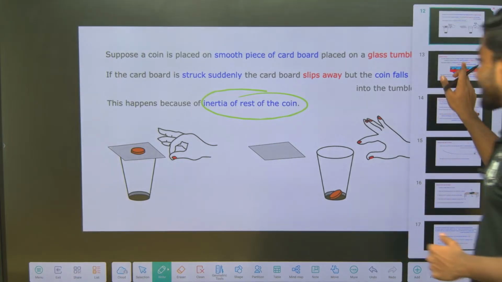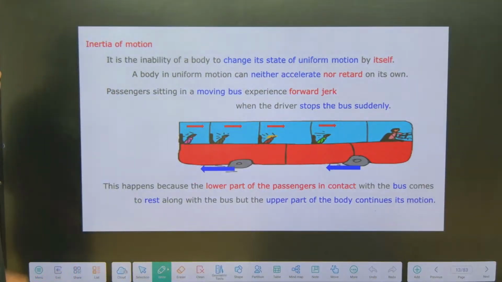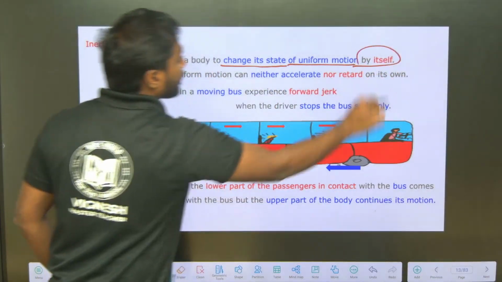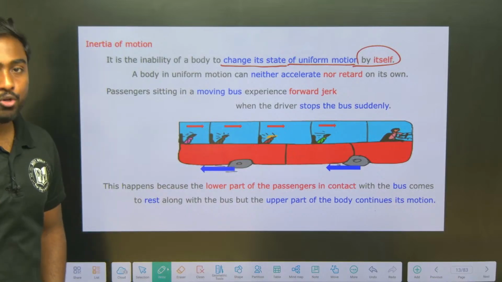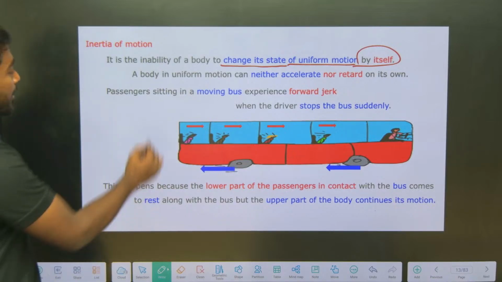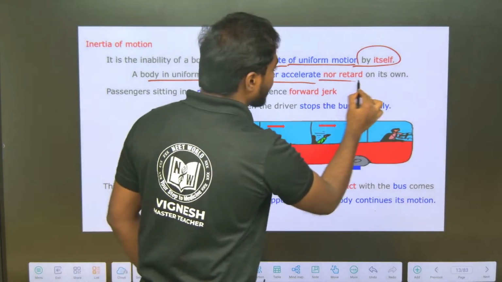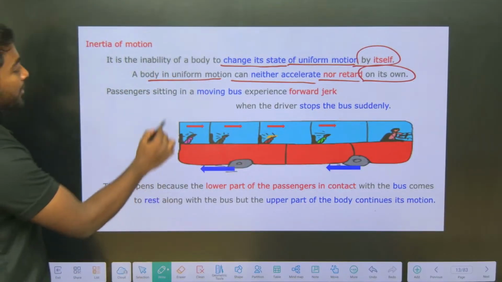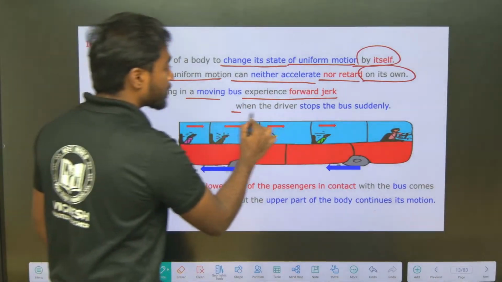So next one, inertia of motion. It is the inability of a body to change its state of uniform motion by itself. A body in uniform motion can neither accelerate nor retard on its own. A passenger sitting in a moving bus experiences a forward jerk when the driver stops the bus suddenly.